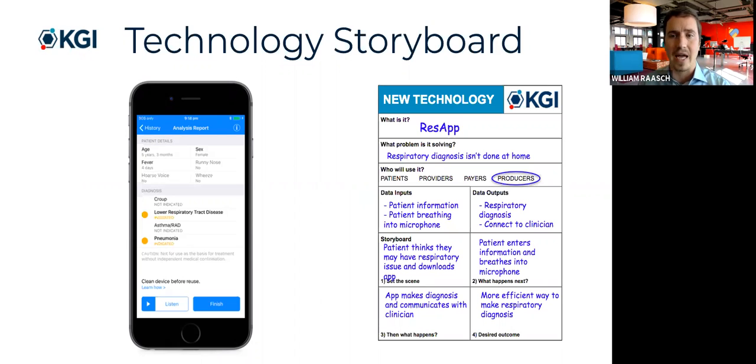So this ResApp takes patient information and their breathing into a microphone. Its outputs are an actual respiratory diagnosis, as well as an immediate connection to a physician. So if a patient thinks they may have a respiratory issue, they download the app, enter the information, just breathe into the microphone, and then it makes a diagnosis and communicates that to a physician. So the outcome is a more efficient way to make a respiratory diagnosis.